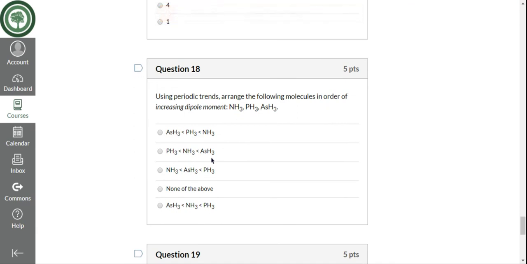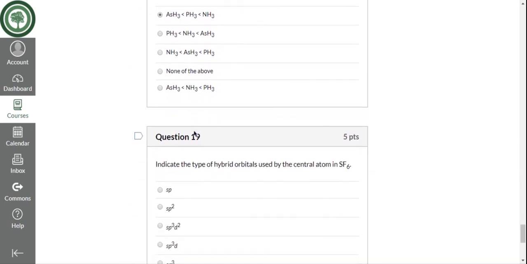We want to put these in order of increasing dipole moment, which means put them in order from least polar to most polar. So these are all trigonal pyramidal. Knowing that nitrogen's the most electronegative, it's going to form the most polar bonds, and then phosphorus is below it on the periodic table, and arsenic is below that. So as the electronegativity of nitrogen to phosphorus to arsenic decreases, so does that polarity.